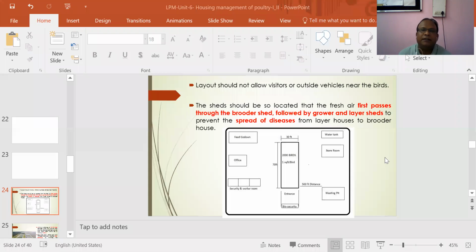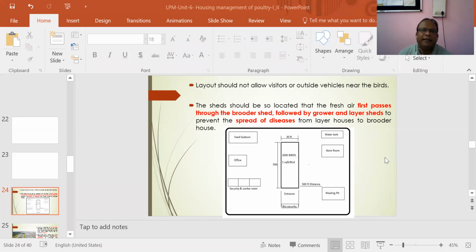The layout should not allow visitors or outside vehicles near the birds. The poultry sheds should be placed in such a way that no outside person, that is visitors who are not working at or related to the poultry farm, or vehicles coming from outside bringing feeds, medicine, or for whatever purpose, or purchasing or taking eggs from the farm, are allowed. Outside vehicles are not allowed to the farm, because they are responsible for spreading many types of disease to the poultry birds.